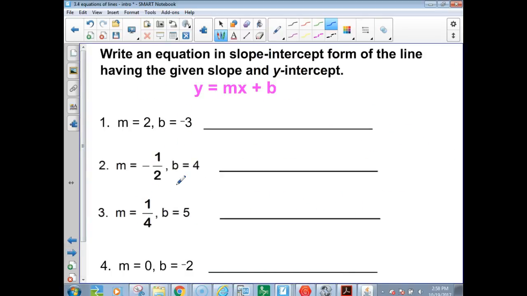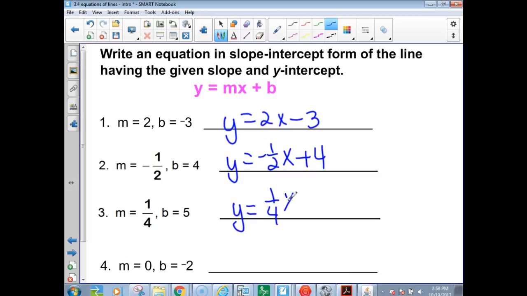So quick, we're going to fly through these because this is super easy. You're going to replace the m with the number they tell you to put in for m. You're going to replace the b with the number they tell you to put in for b. So it's going to be y equals 2x minus 3. You can write plus negative 3, but it's not necessary. I think that's simpler. Next one, y equals negative 1/2 times x plus 4. All I'm doing is replacing the formula m and b. Third one, y equals 1/4 times x plus 5.